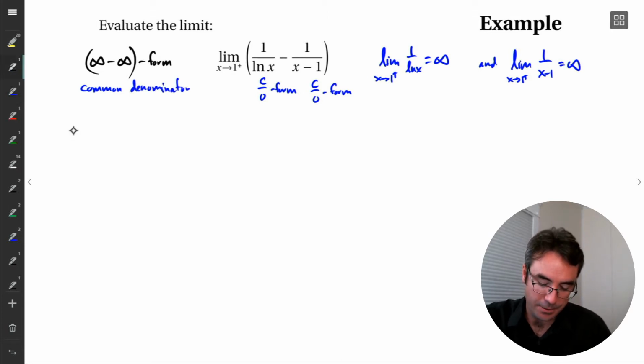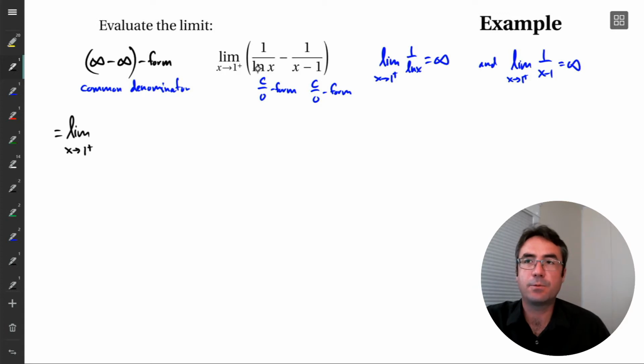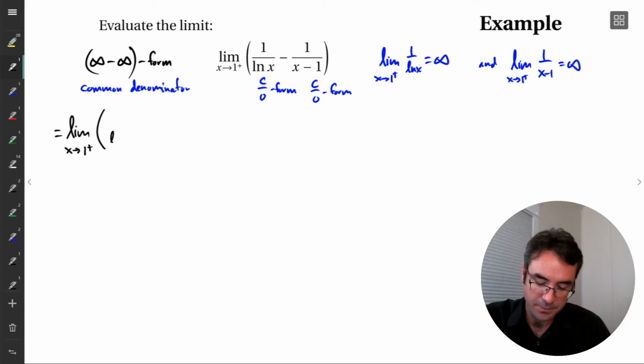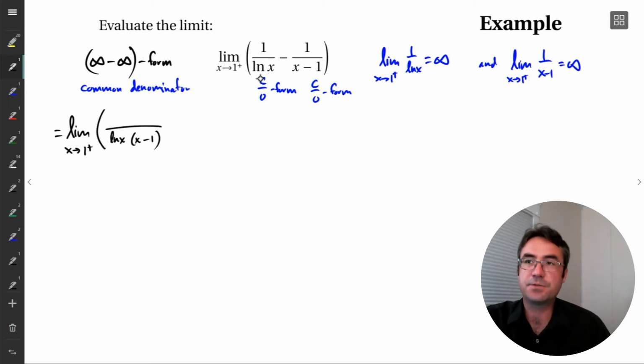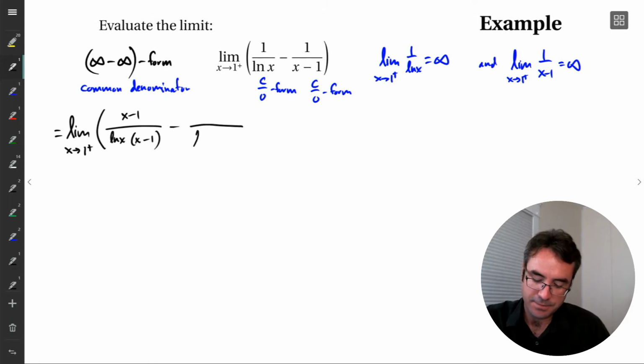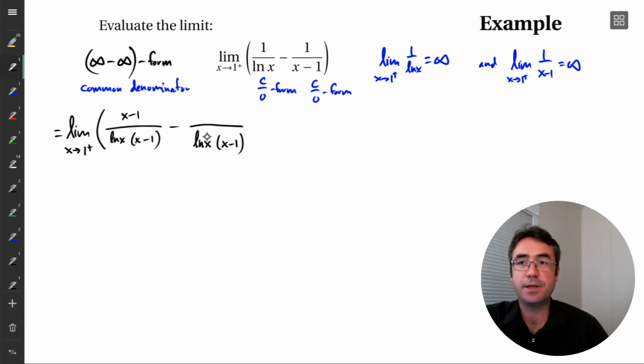All right, so let's try it out. We're going to do the limit as x approaches 1 from the right. And what's going to be our common denominator? Well, just multiply these two together. So it'll be natural log x times x minus 1. In this first fraction, the natural log was already there. So how do I get that x minus 1? Well, I have to put an x minus 1 in the numerator. And then I have my second fraction. It's going to be the same denominator. The x minus 1 was there originally. I put in a natural log x, so I have to put that into the numerator as well.